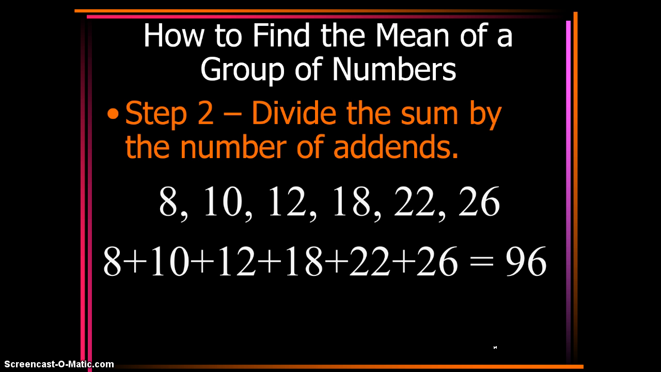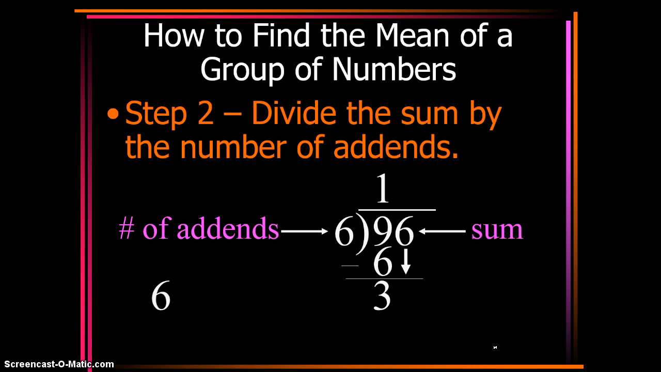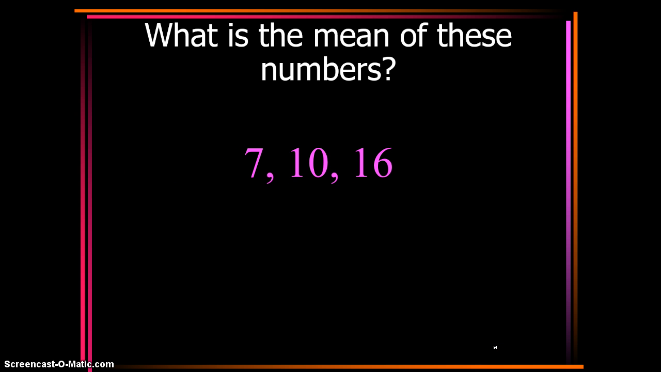Step 2, you're going to divide the sum by the number of add-ins. So our sum is 96, and we took 1, 2, 3, 4, 5, 6 numbers, added them together to get 96. So we're going to divide 96 by 6 to get our mean. And good old-fashioned long division. You can hit pause now and get that quotient. Okay, you should have gotten 16. Love doing that by hand.